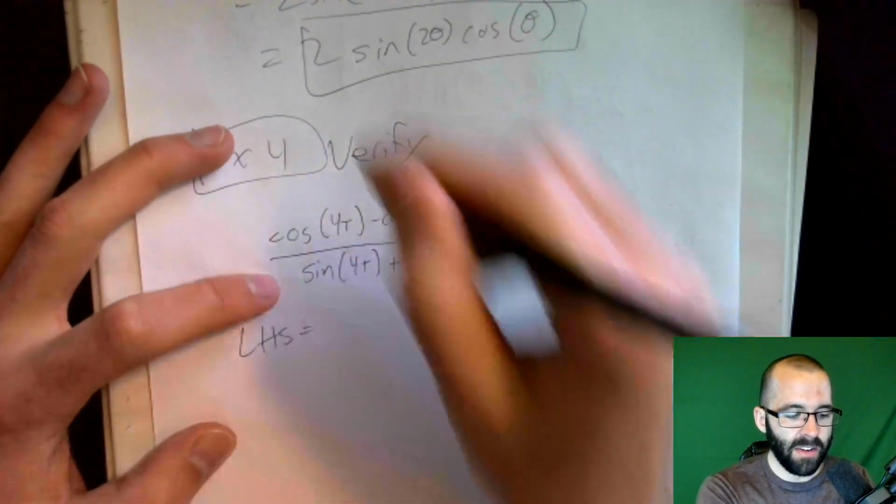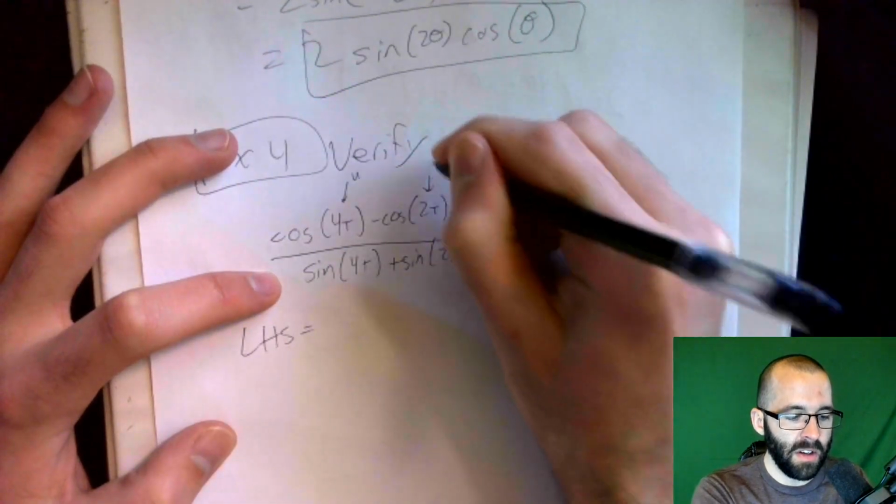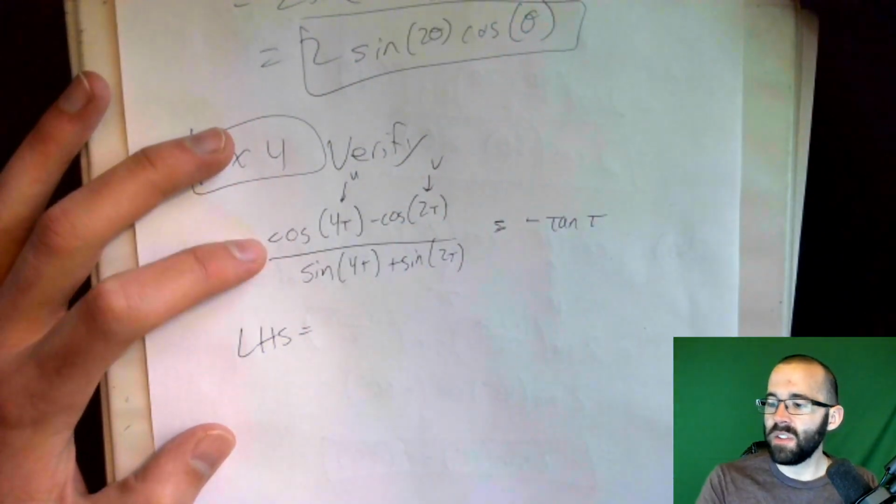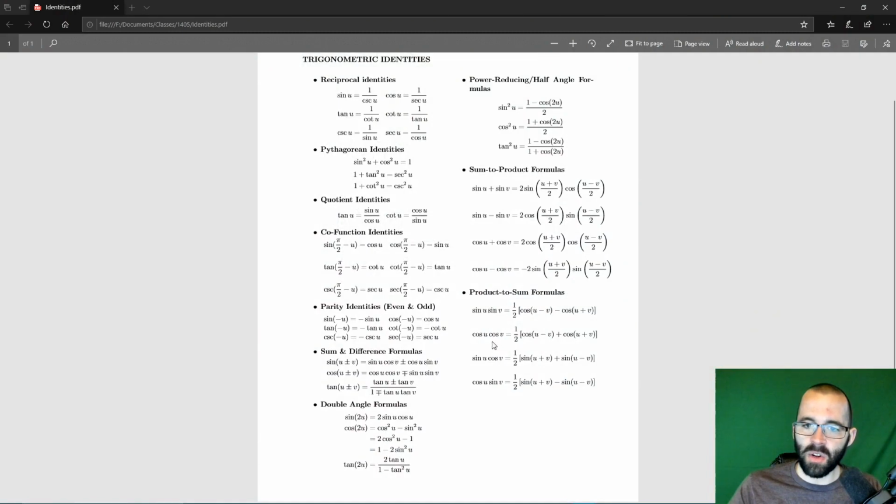Let's do it all together. All right, this is going to be our u. This is going to be our v. We have cosine minus cosine. So we go to our sheet. Cosine minus cosine, cosine minus cosine. There it is, the last one right here.